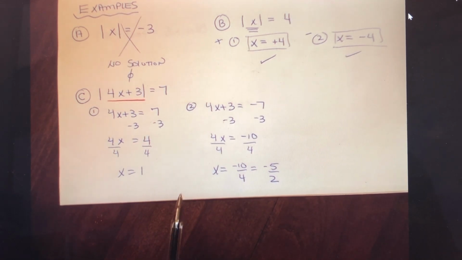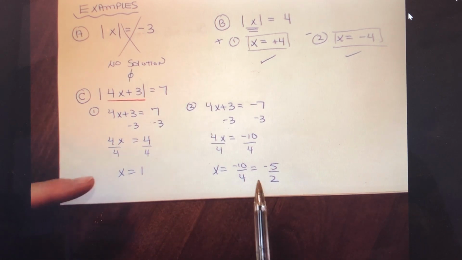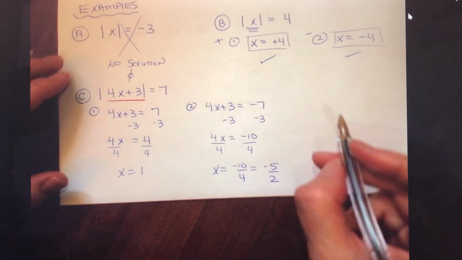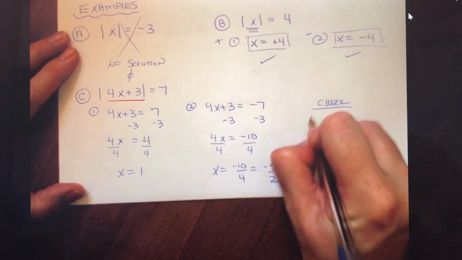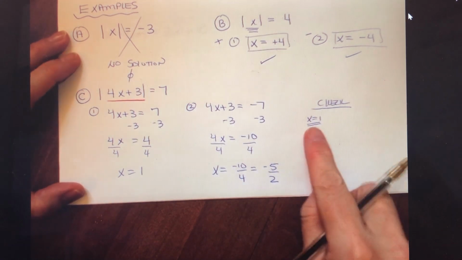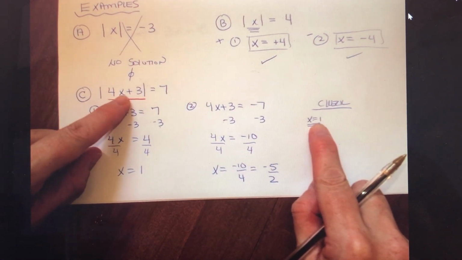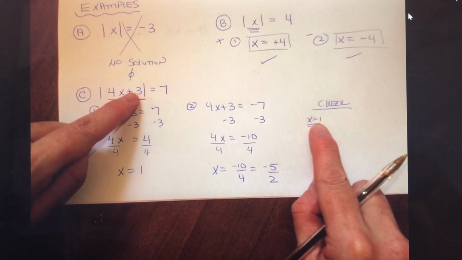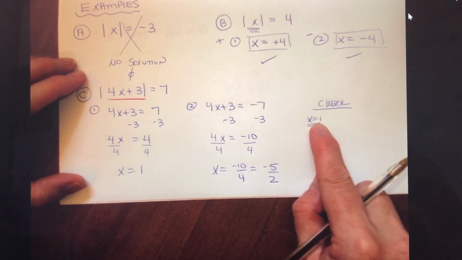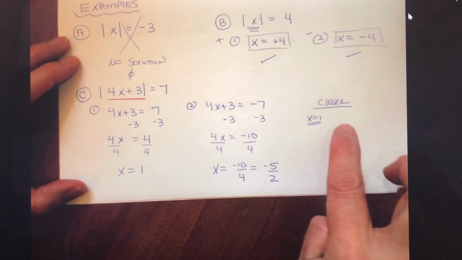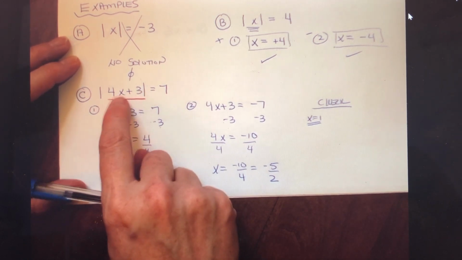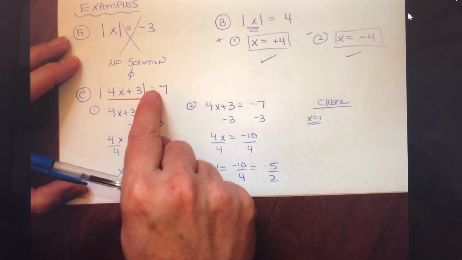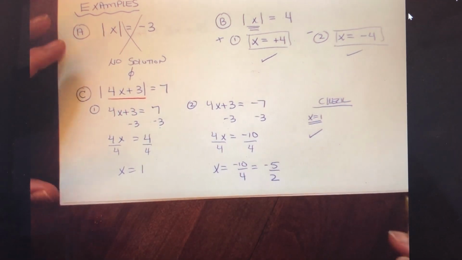Now again, best practice says that we need to take each of those one at a time and go check them to make sure that they work. So I'll put this over here. We're going to check. So first, how about we try x equals 1? That means we're going to take the 1 and put it in right here and evaluate this expression and see if we get 7. Hopefully you can see this one's pretty clean. If you put a 1 right there, 4 times 1 is 4. 4 plus 3 is 7. And the absolute value of 7 does equal 7. So this one checks pretty cleanly.